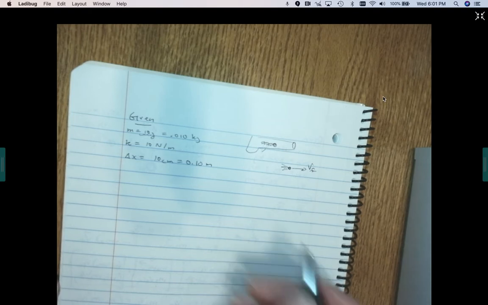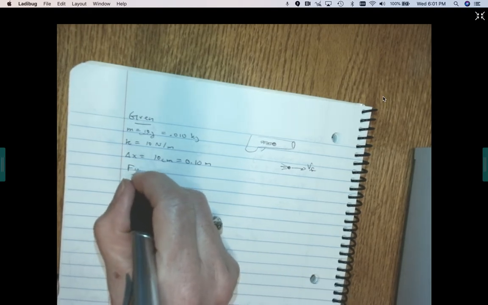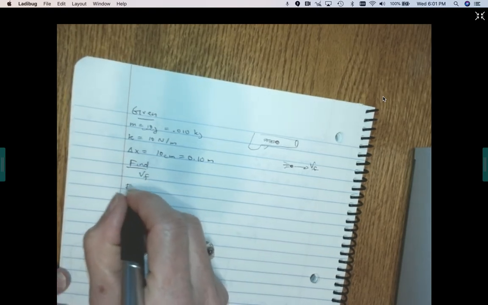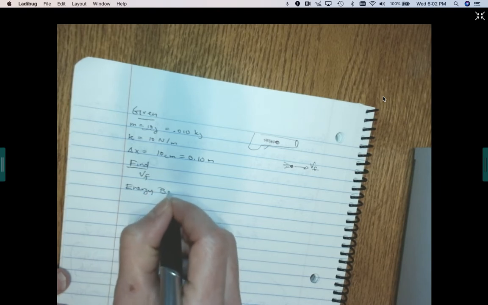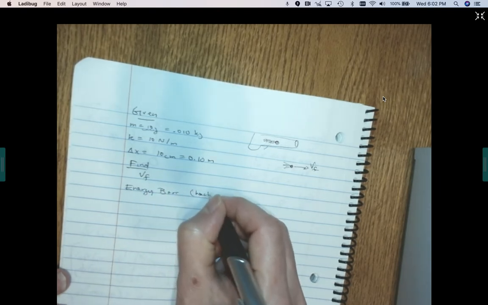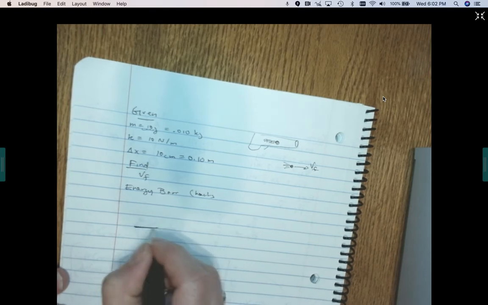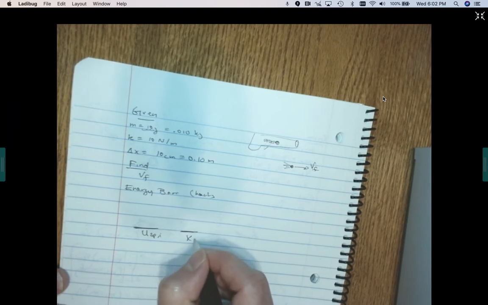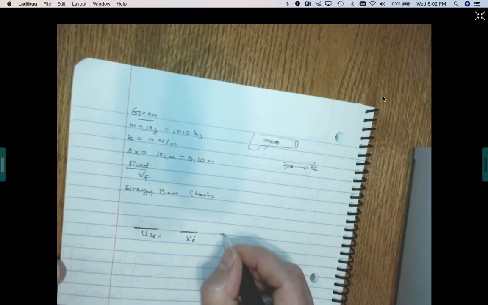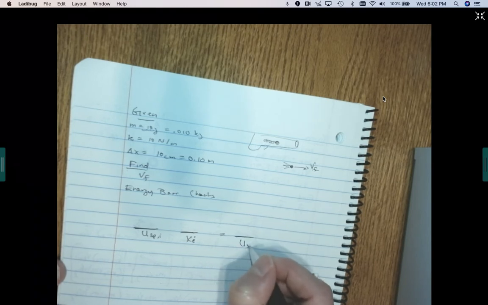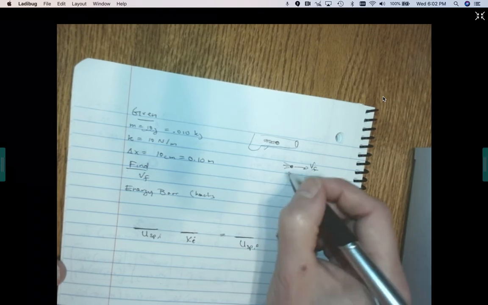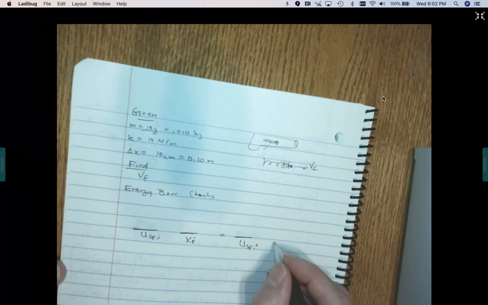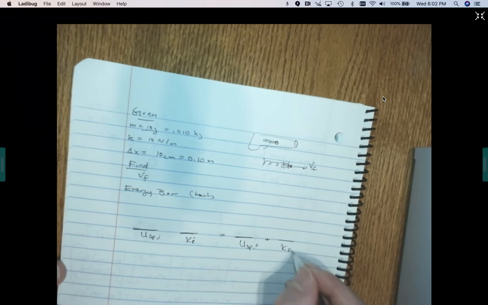Okay, so let's do our energy bar charts. We want to find v final. Initially we have energy stored in the spring, so that's U spring, initial. The other energy involved here is kinetic energy, initial. And then we will see what those look like at the end, spring energy final. Here the spring has uncoiled out to its original length. And then kinetic energy final.